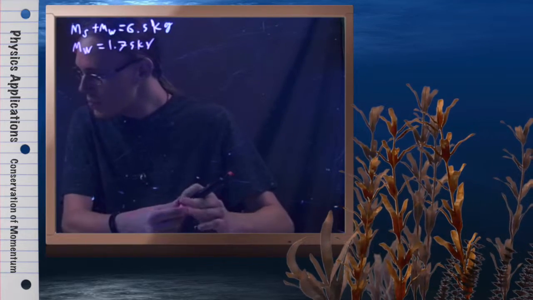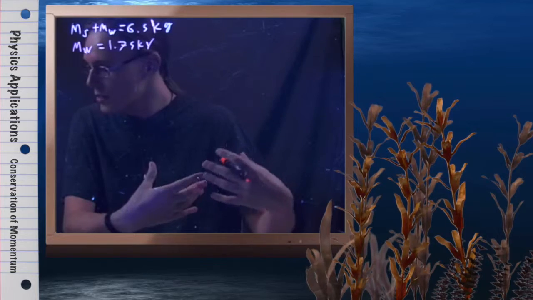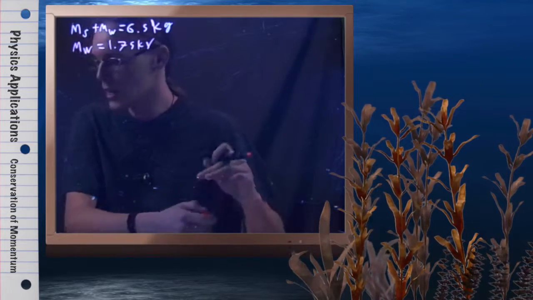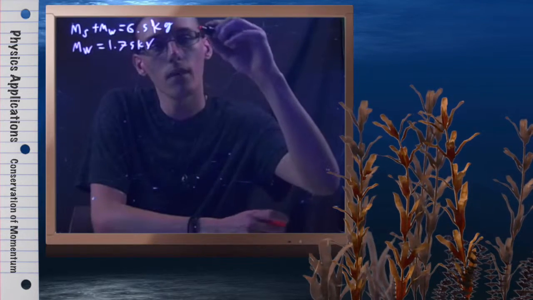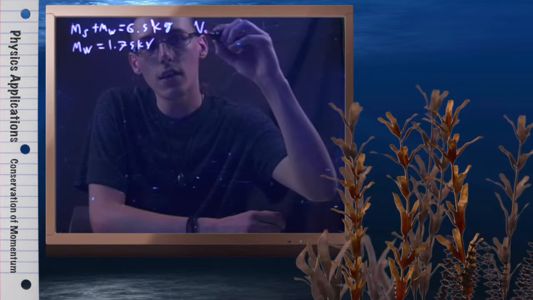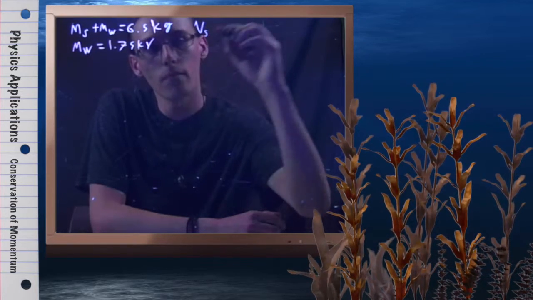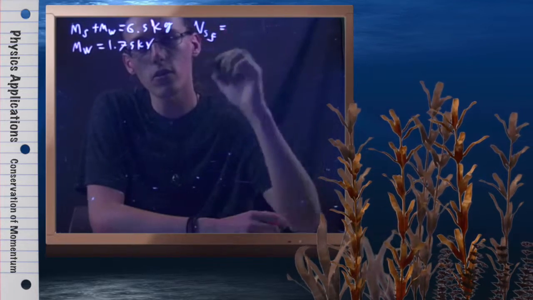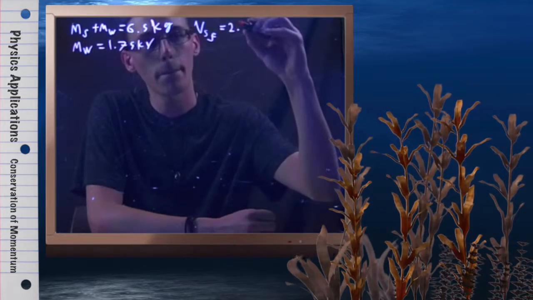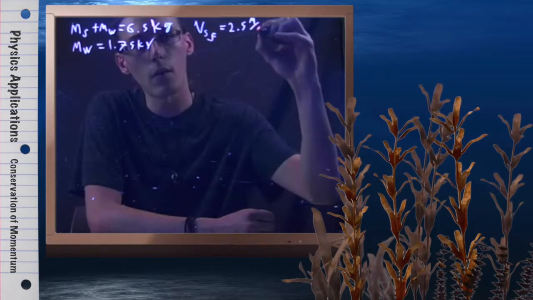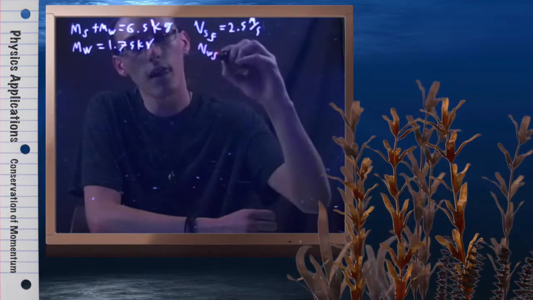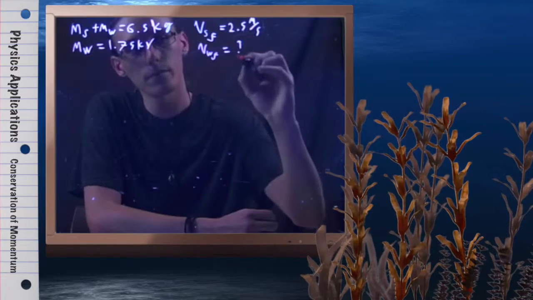At what speed must it expel the water to suddenly achieve a speed of 2.5 meters per second to escape the predator? So we're told that we want the velocity of the squid finally, so not to start with, but when it gets scared, to be 2.5 meters per second. And we want to know how fast the water needs to be. Velocity of the water, question mark.